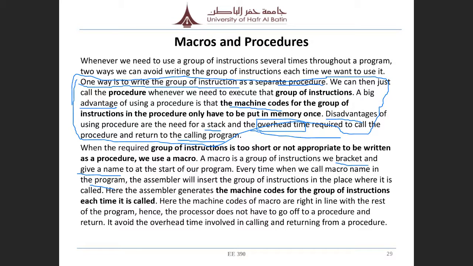In a procedure, the machine code for the group of instructions written in the procedure is produced once. The number of times the machine code is produced is once. But here in macro, if we use it three times, the machine code will be produced three times.